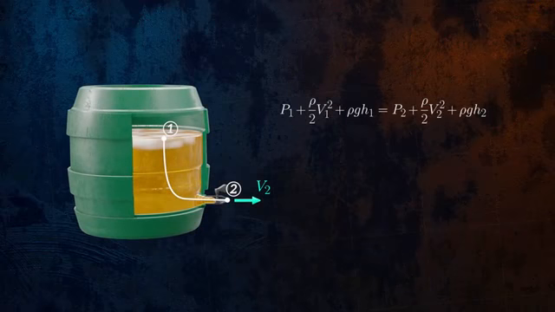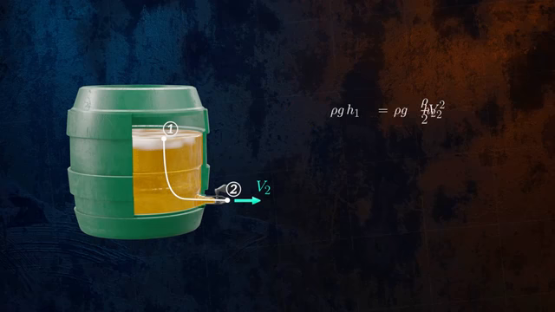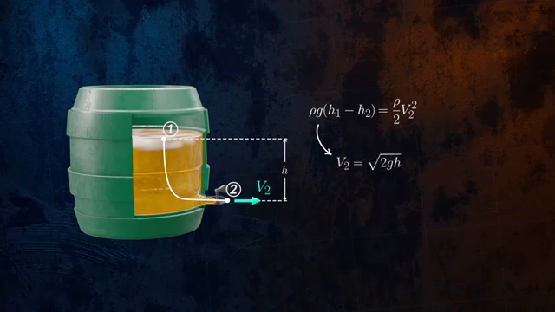It's a gravity-fed keg with a vent at the top, meaning that it's not pressurized. The pressure at both points will be atmospheric, and so the static pressure terms cancel each other out. We can also assume that the keg is large enough that the fluid velocity at point 1 is close to zero. If we rearrange Bernoulli's equation and define the height between the beer level and the tap as h, we get this equation for the beer velocity out of the tap.